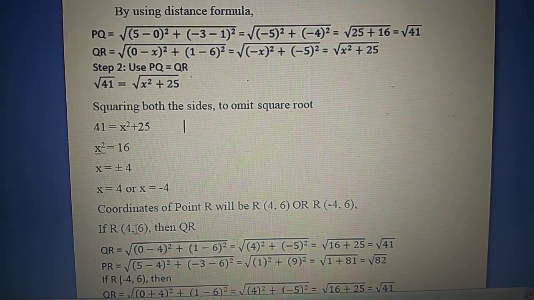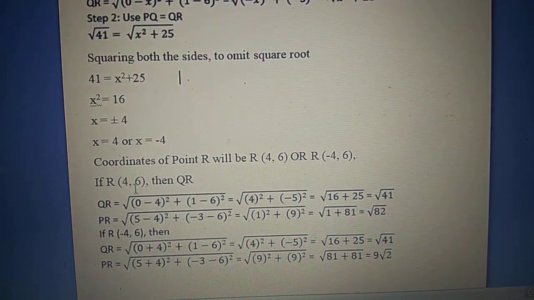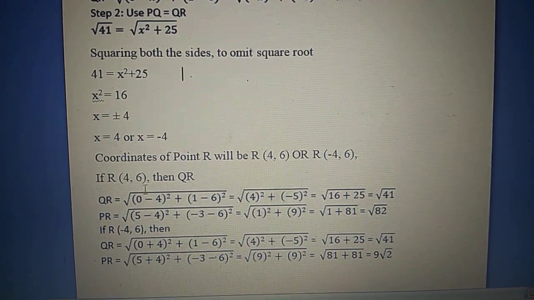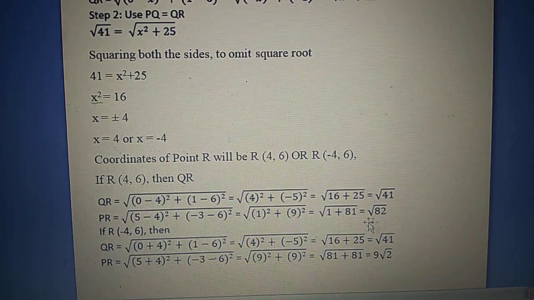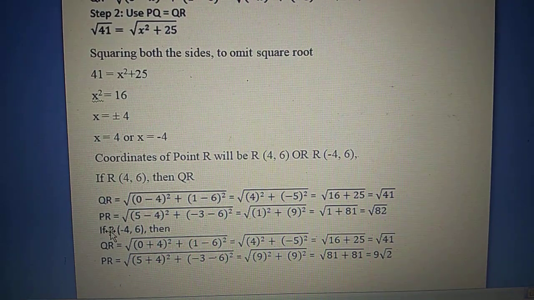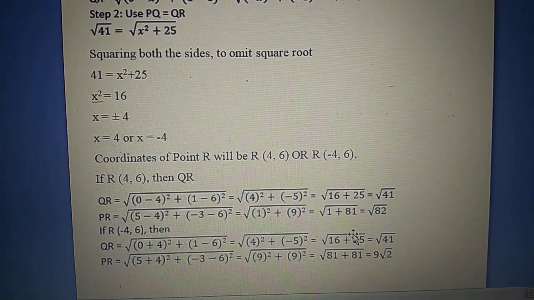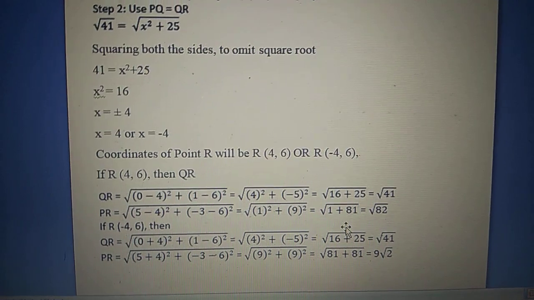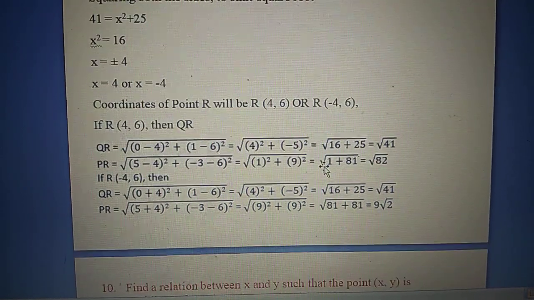If R is equal to (4, 6), then we can find QR as under root 41. If R is equal to (4, 6), then PR is equal to under root 82. And if we use the coordinates of R as (minus 4, 6), then QR is under root 41 and PR is 9 root 2, which we obtain after using the distance formula. So this was question number 9 of this exercise.